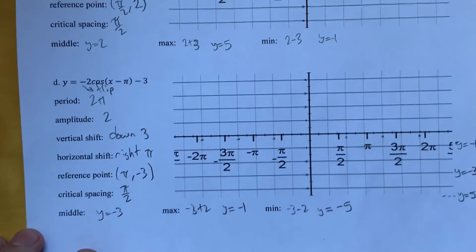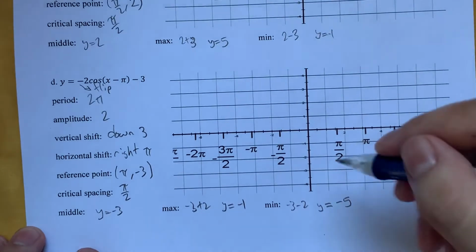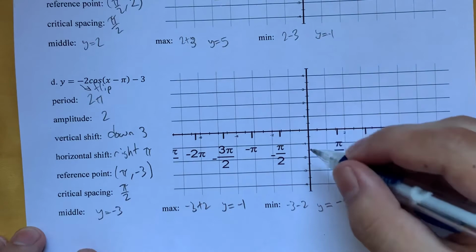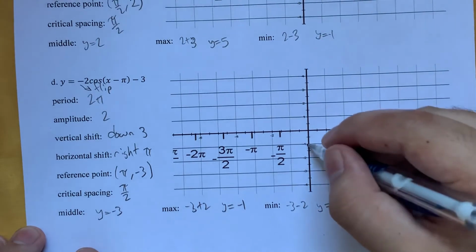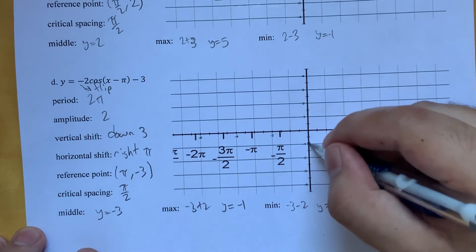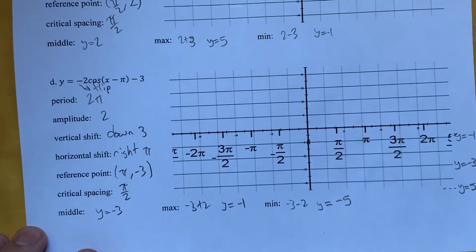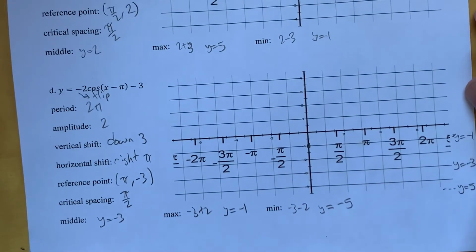So where is it going to start out from? Once again, since it's shifted to the right pi, it's going to stay the same. Cosine will stay the same. Plus, it has no b shift. That's why sine didn't stay the same in part b. Because of that b shift, it still looked like a cosine graph.